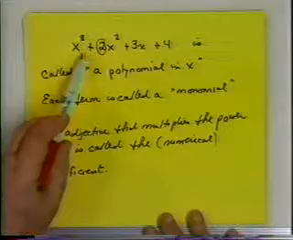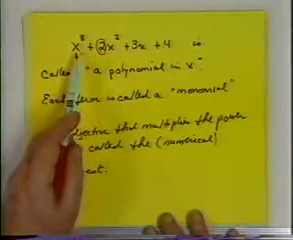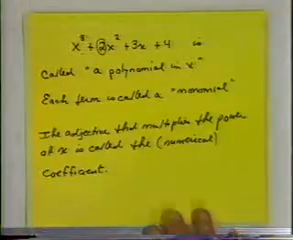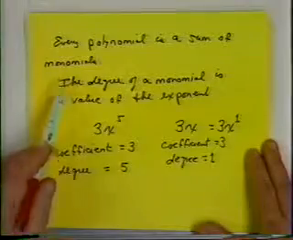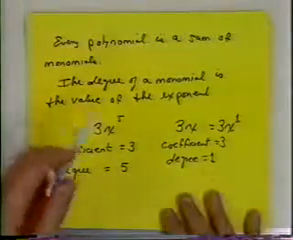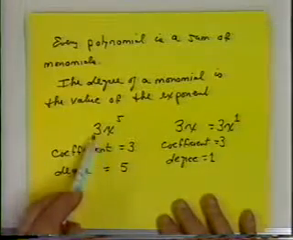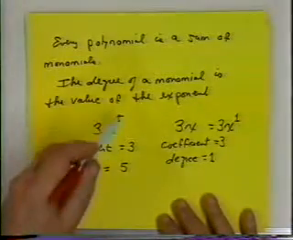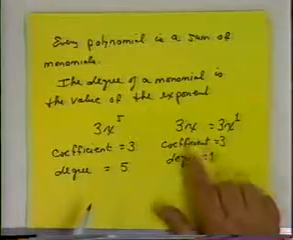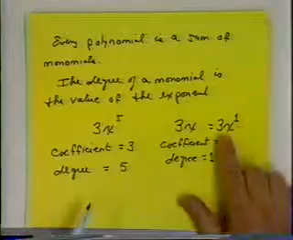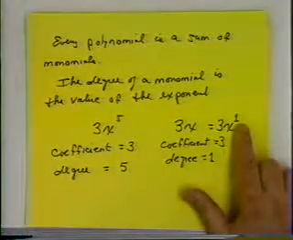So we're now dealing with things of this particular type. Notice that each polynomial is going to be a sum of monomials. And the degree of a monomial is the value of the exponent. For example, in 3x to the fifth, 3 would be called the coefficient, and the degree of this monomial would be called 5. If you had 3x, that's the same as 3x to the 1 power. The coefficient would be 3, and the degree would be 1, because the exponent is 1.